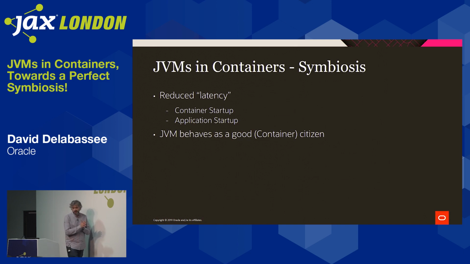So, wrap up. JVM in containers, symbiosis. So we've discussed today what we can do to reduce latencies at two levels: container startup time, and then the Java application startup time. There are things that you need to do as a developer, and there are things that you can leverage from the Java virtual machine and basically from Java at large. Next, we've talked about why it's important that the JVM behaves correctly when it runs in containers. We have looked at the ergonomics.